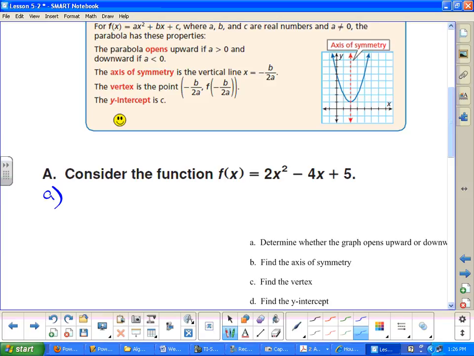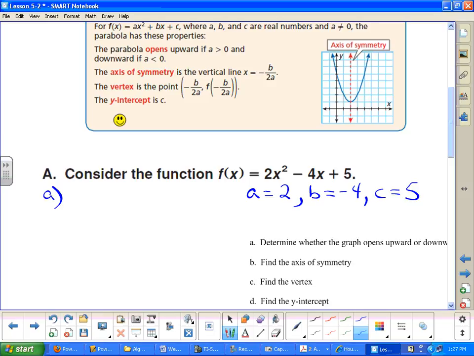So when it's in standard form, one of the things that you should do is identify the values of a, b, and c, so that you know what they are, so that you can use them to find the parts of this function. All right, so what's the value of a in this case? Okay. B is negative 4, because it's ax squared plus bx plus c, and then c is 5.